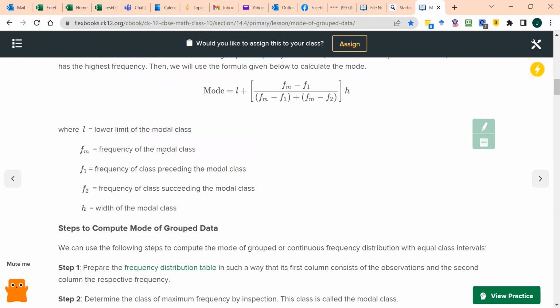The FM, the frequency of the modal class, well, we have to go look on our data, but we'll look that up. Then we need to know the frequency of the class preceding our modal class. Well, that would be 3 to 5. And we need the frequency of the class that came after it. So that would be 9 to 11. And then the width, H, is the width of the modal class, right? So the width is 2.